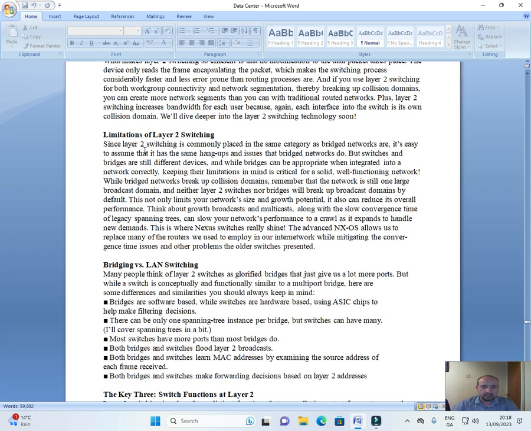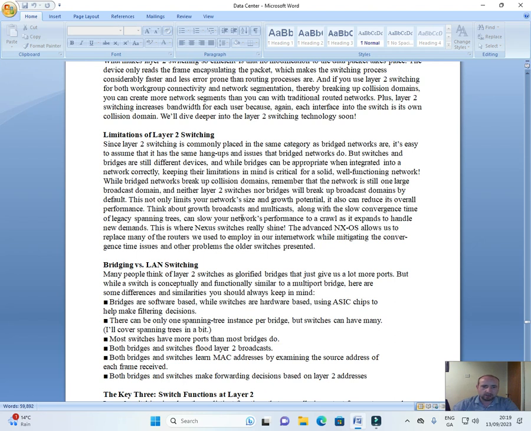Limitations of layer 2 switching. Since layer 2 switching is commonly placed in the same category as bridged networks, it's easy to assume that it has the same hang-ups and issues that bridged networks do. But switches and bridges are still different devices, and while bridges can be appropriate when integrated into a network correctly, keeping their limitations in mind is critical for a solid, well-functioning network. While bridged networks break up collision domains, remember that the network is still one large broadcast domain, and neither layer 2 switches nor bridges will break up broadcast domains by default. This not only limits your network size and growth potential, it can also reduce its overall performance.